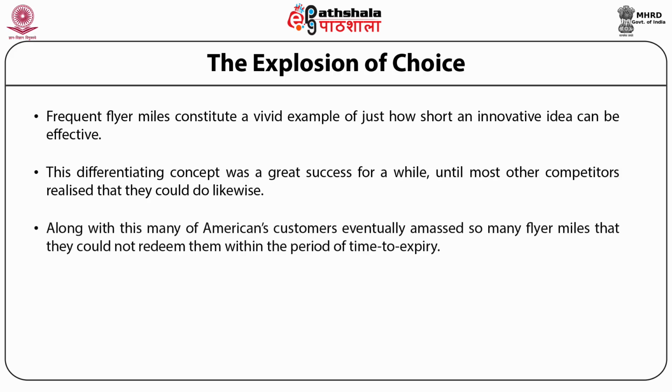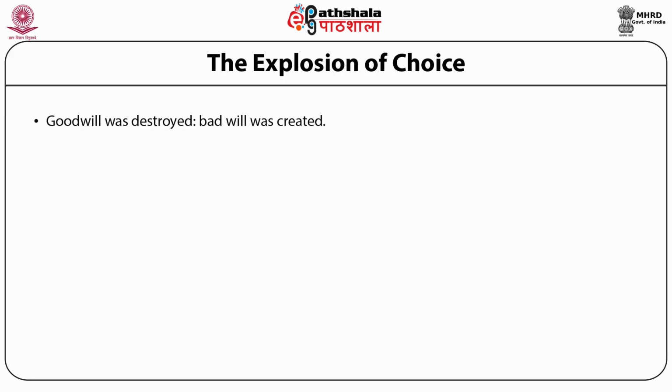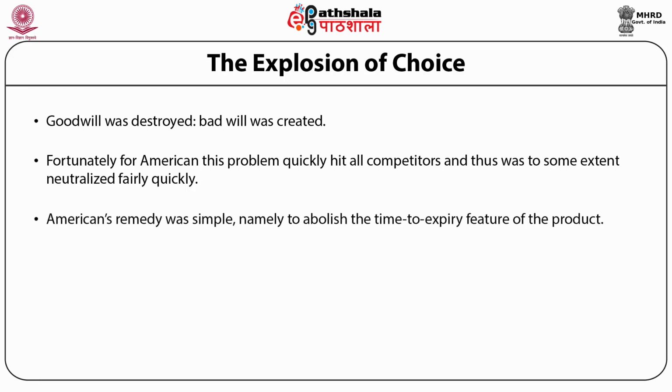Along with this, many of American's customers eventually amassed so many flyer miles that they could not redeem them within the period of time to expiry. American was engulfed in a sea of complaints from their prime segment, which was their frequent flyers. Goodwill was destroyed, badwill was created. Fortunately for American, this problem quickly hit all competitors and thus was to some extent neutralized fairly quickly. American's remedy was simple, namely to abolish the time to expiry feature of the product.